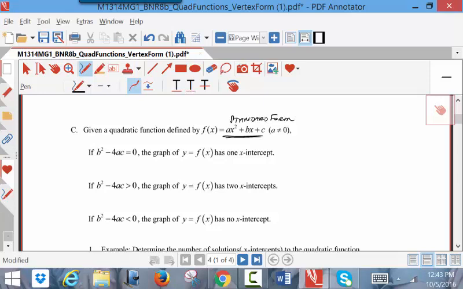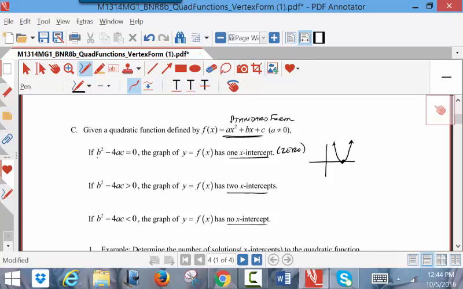So in part C, it says, given the quadratic function in standard form, notice sometimes we have one x-intercept, which remember they now call zeros of the function. We can have two x-intercepts to our parabola, or no x-intercepts to our parabola. So for example, if we have one x-intercept, we could have a graph that looks something like this, where it just touches the x-axis in one point.